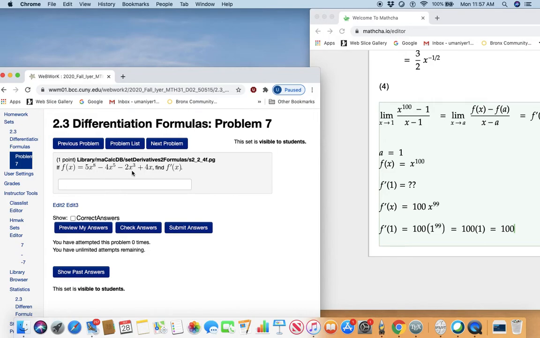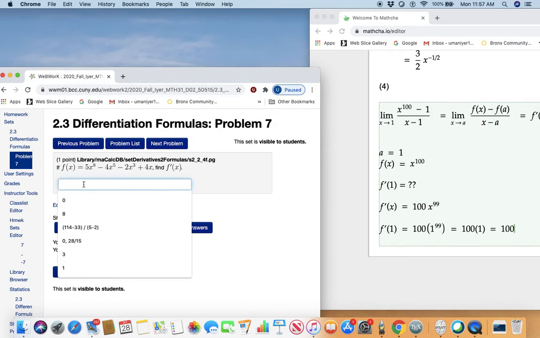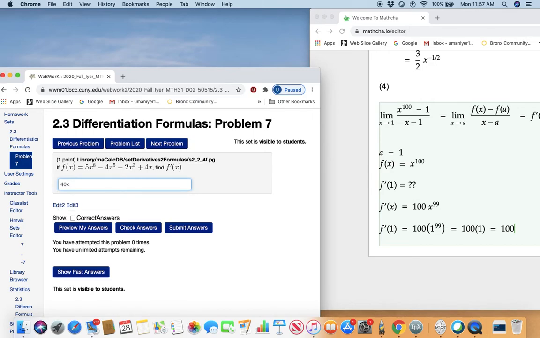Here again, this is a polynomial. Derivative: 5 times 8, so think of it, 5 times 8 is 40, x to the power 7, minus, power comes down, 4 times 5, 20, x to the power 4, minus 2 times 3, 6, x to the power 2, plus 4 times power 1, 4, x to the power 0, nothing. x to the power 0 is 1. So that's it.